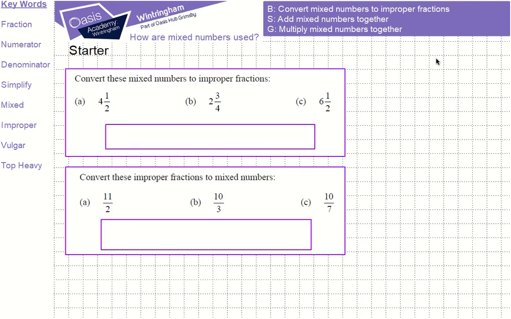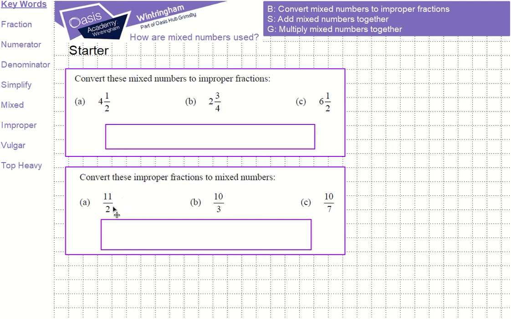So the starter then: think back to what we were doing on Monday. Look back at your notes if you need to. At the top we've got some mixed numbers, and I'd like you to convert them into improper fractions, please. Remember, you've got 4 wholes, for example, here, and an extra half. And in the second box, I'd like you to convert the improper fractions to mixed numbers.